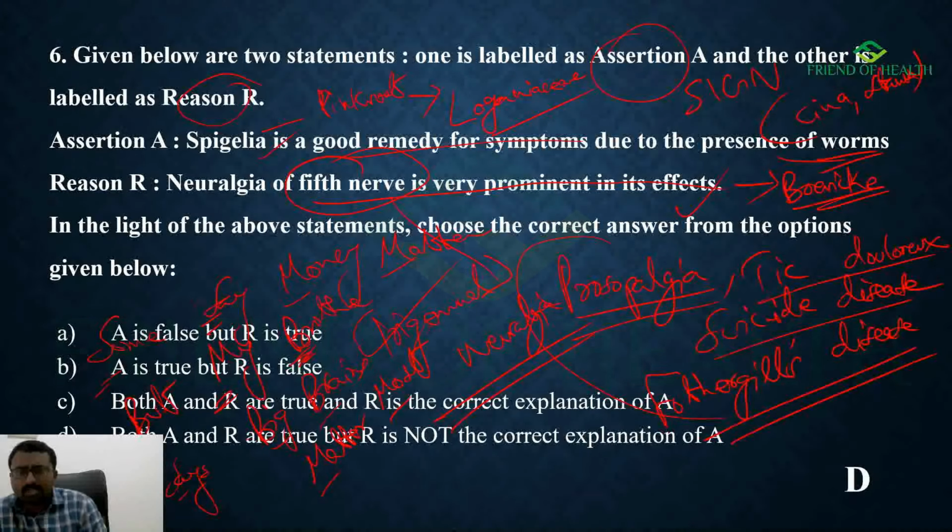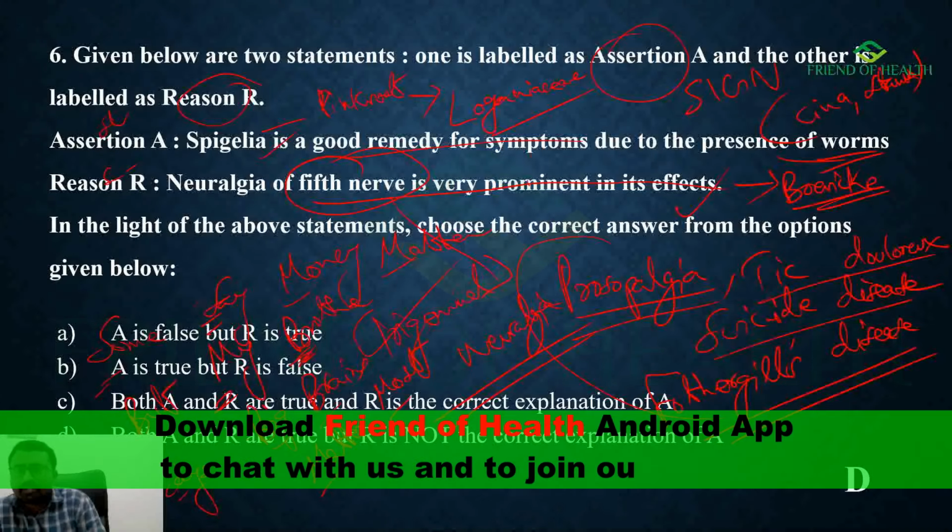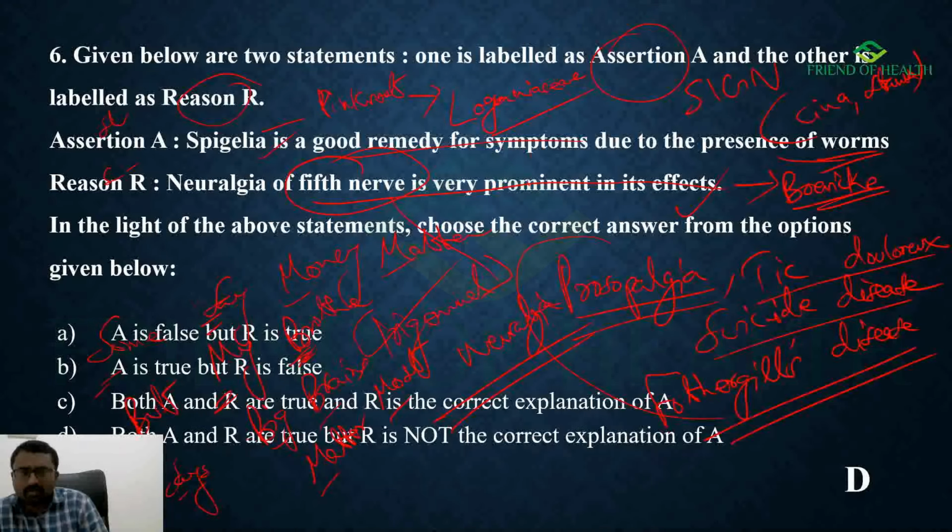So here D is the answer, because there is no explanation part here. Actually this should have been a statement type question, not assertion reason: statement 1, statement 2, because there is nothing to explain in this. Actually, instead of neuralgia of fifth nerve, if the second line is adapted to scrofulous children afflicted with ascaris lumbricoids, then it is a correct explanation, because the adaptation of Spigelia is like that. So that's why Spigelia is a good remedy for symptoms due to presence of worms. Then it would be answer C if it was like that, but it is not like that. So we can answer just both are true, no explanation. Okay. So don't think that if both are true, only this option should come.